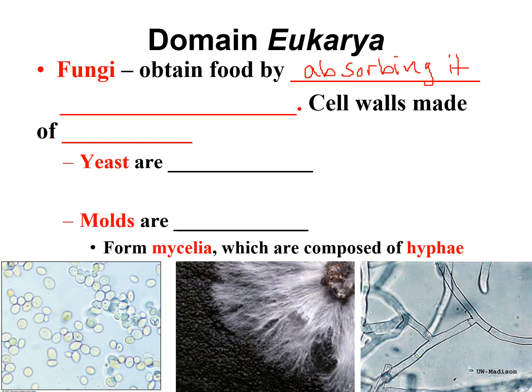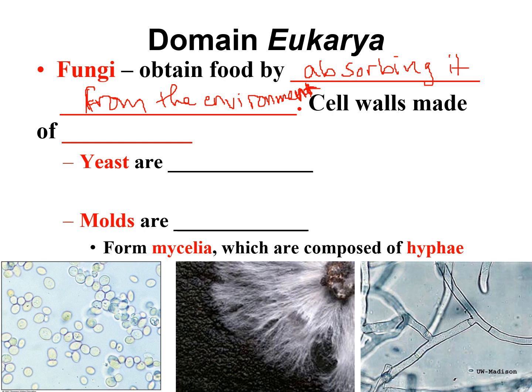So what they do is they secrete their enzymes to the outside of the cell and digest their food outside the cell, and then they just absorb the nutrients. So kind of a different way to do things. They don't ingest their food like animals. They're not photosynthetic like plants. So a little bit different.